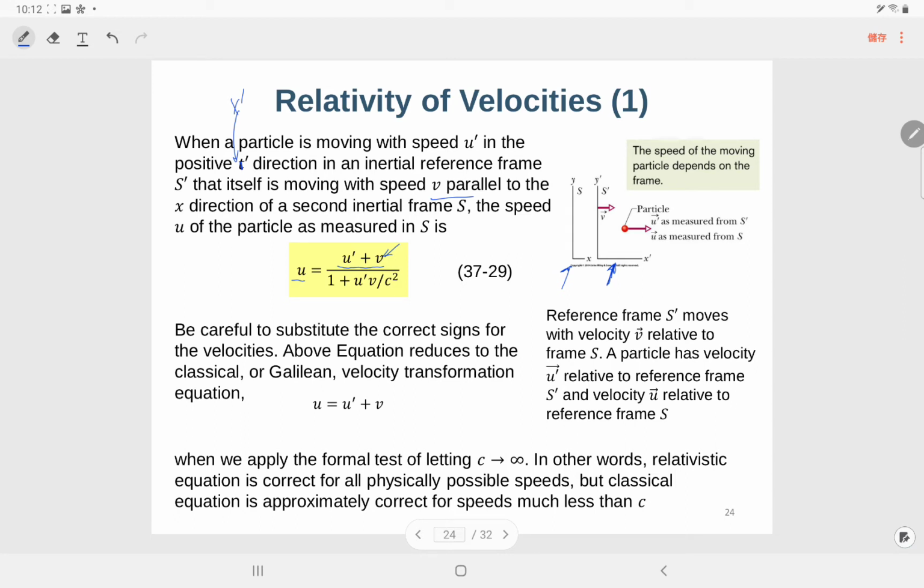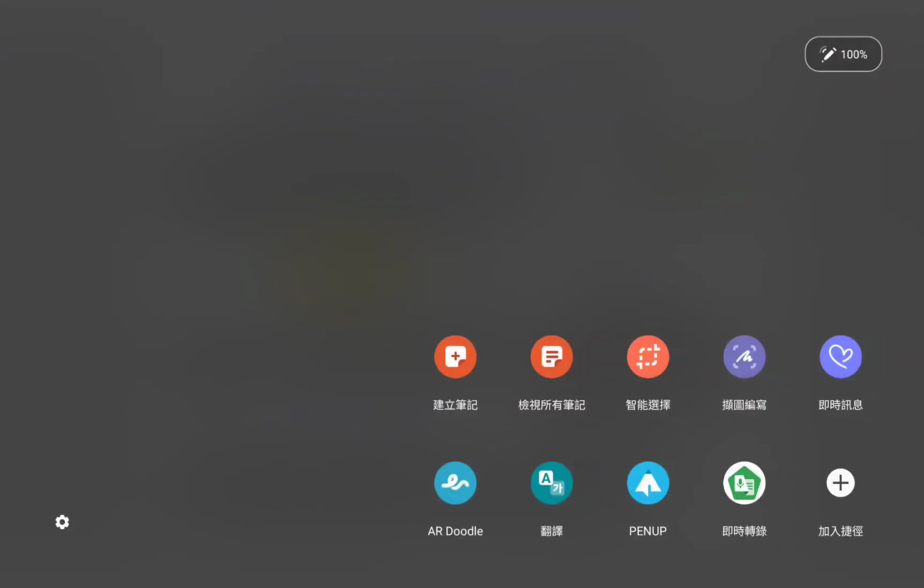So compare with the Galilean, the classical mechanics, the velocity transformation is simply just you add the velocity together. So actually, how do we come up with this one?